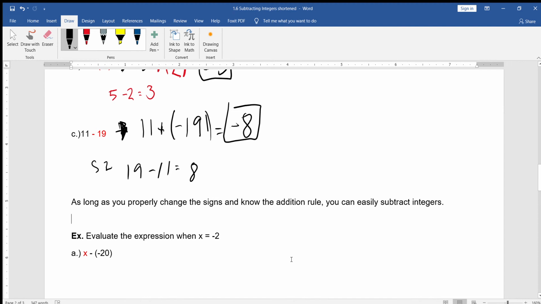Again, just a quick reminder: as long as you properly change the sign and know the addition rule, we're able to subtract integers.